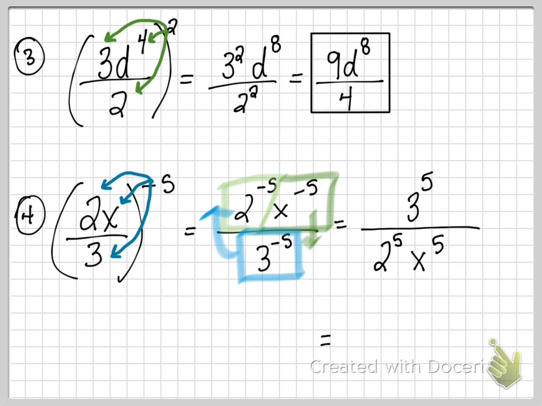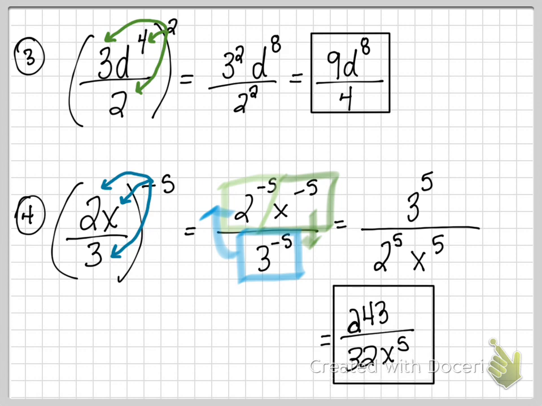3 to the fifth means 3 times 3 times 3 times 3 times 3, which is 243. Over 2 to the fifth: 2 times 2 is 4, times 2 is 8, times 2 is 16, times 2 is 32, times x to the fifth. I don't think those two constants can simplify at all, so I think we're done. It's 243 over 32x to the fifth.